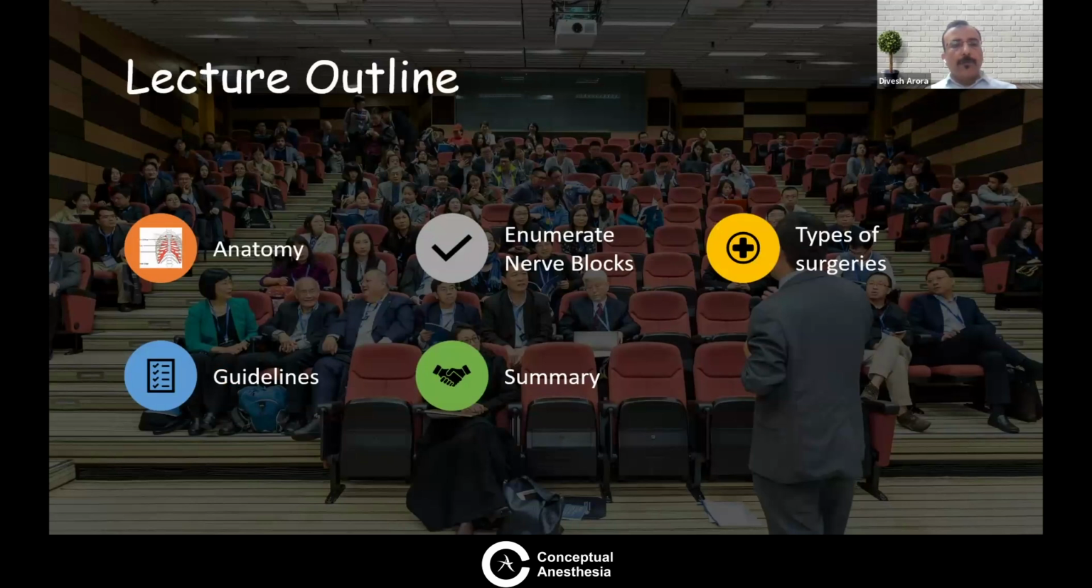This is how I have planned my lecture. I'll be discussing the anatomy of the chest wall and its innervation. I'll be enumerating various nerve blocks which, as anesthesiologists, we utilize in our day-to-day practice. Then we'll study various surgeries where we can actually use them and discuss PROSPECT guidelines. And in the end, I'd like to draw a reasonable summary.